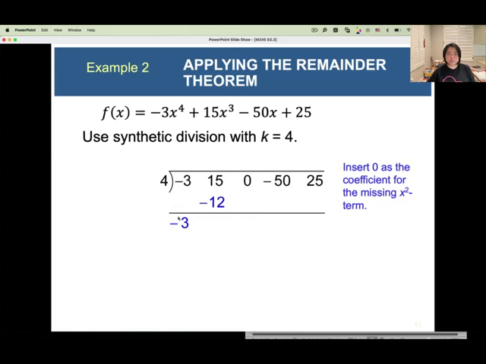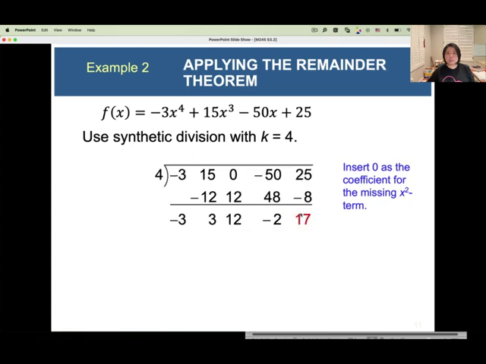Okay, bring it down, multiply it, and then add it up. You're going to get the 3, right? 3 times 4, you're going to get a 12. Add it up, 12 times 4, you got 48, minus 2, okay? So you should get the remainder is going to be 17. So by the remainder theorem, if we plug in x equal to 4 into this function, we should get the same answer. That should be equal to 17. Okay, so this is the remainder theorem.